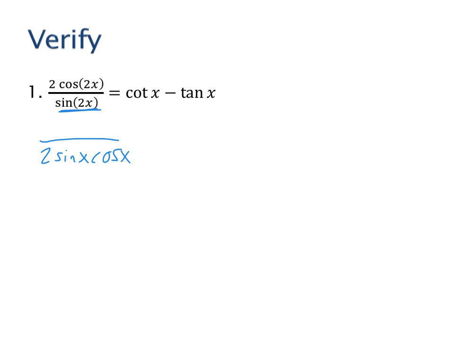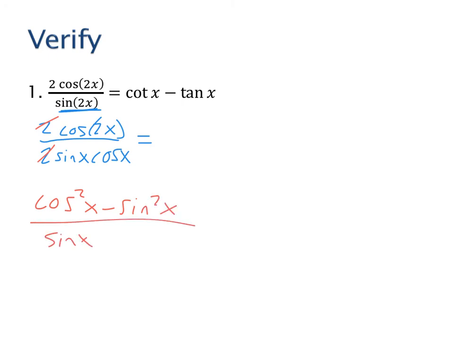Okay. Now I'm going to just bring down that top part. It's going to be 2 cosine of 2x. Okay. Now I notice that I have 2 divided by 2, so I can actually simplify those to just be cosine of 2x over sine of x cosine of x. Now I can rewrite cosine of 2x using that formula as cosine squared of x minus sine squared of x, and it's still over sine of x cosine of x.